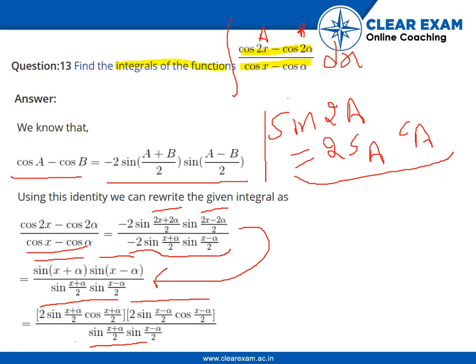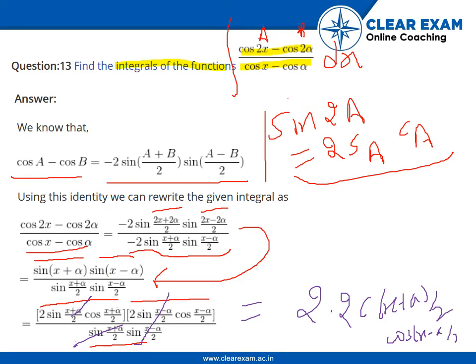Now what should be our next step? We can see that, let me use a different color. This part cancels with this part. So what we get now? We get 2 into 2 cos((x plus a)/2) into cos((x minus a)/2).